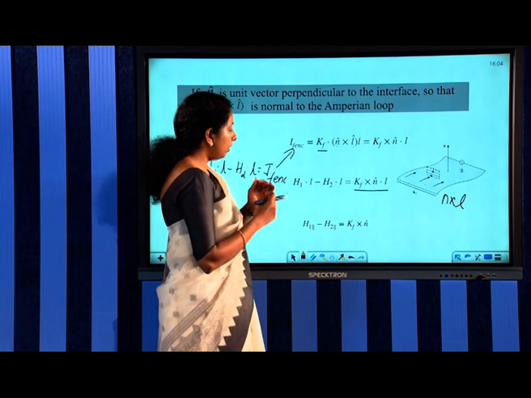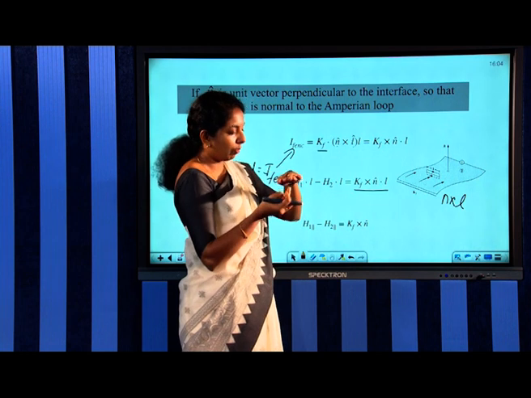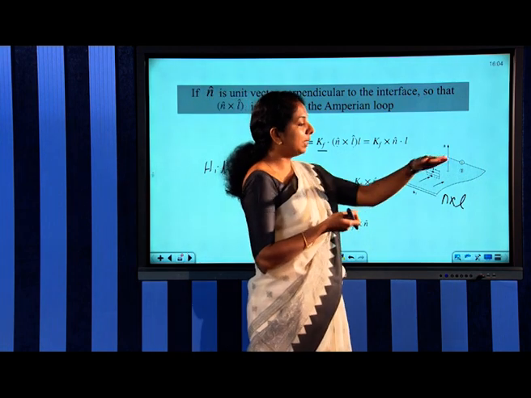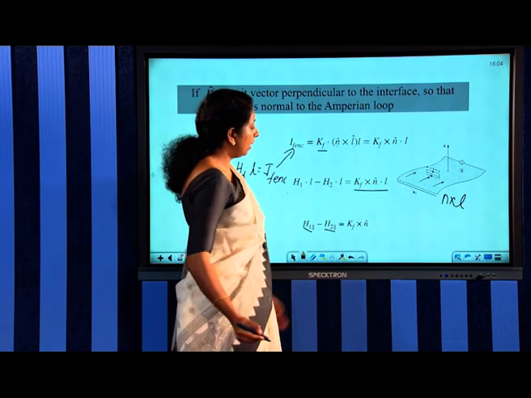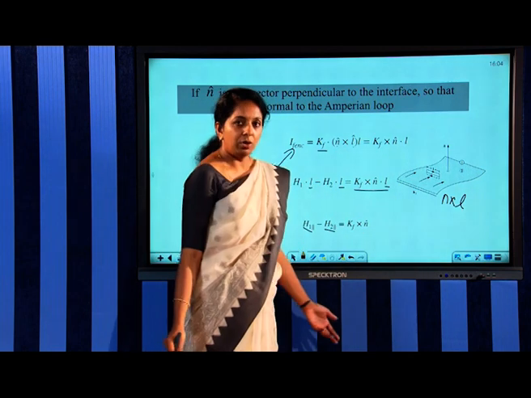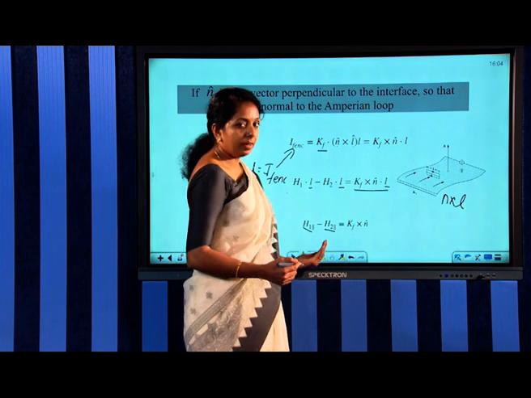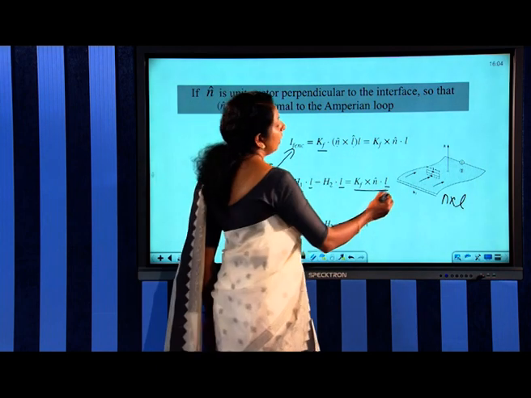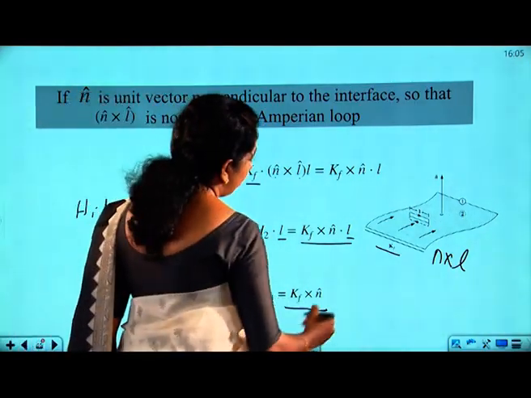Then all of these we are projecting over the length, that means over this side or this side, so this contribution compared to the plane sheet means the parallel component. That is why H1 parallel minus H2 parallel equals Kf cross n. Here L is common in all the terms, so we cancel it. So, we get that the parallel component of the magnetic field suffers a discontinuity when it crosses a plane sheet having current density Kf, and the amount of discontinuity is given by Kf cross n.